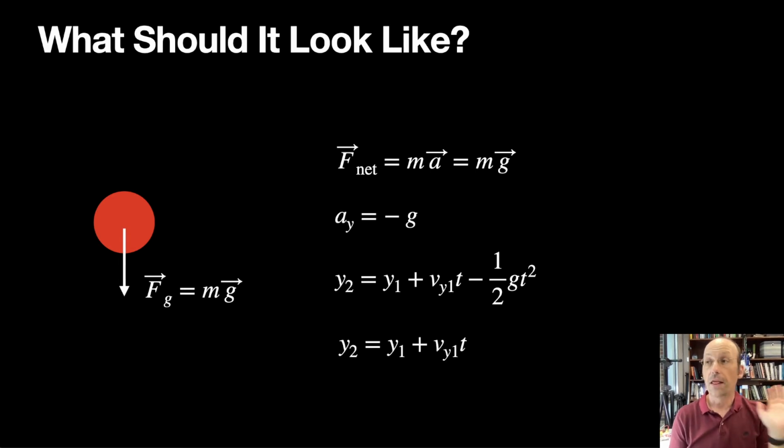Just as a reminder, this is what we're seeing from MJ and Spider-Man. They both have just constant velocities, and that's the equation for constant velocity with zero acceleration.